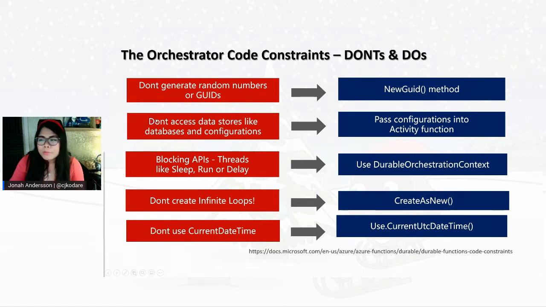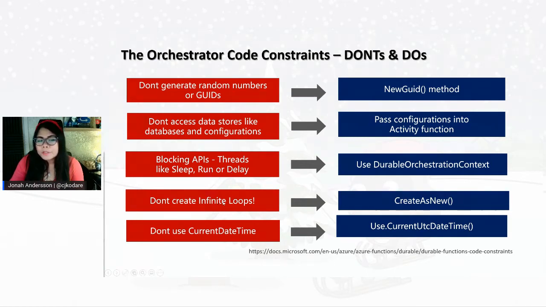It is also not recommended to write data sources or connection strings as well as configuration in your orchestrator. What you can do is pass them instead in your activity functions. It's also not recommended to use blocking APIs like the common thread methods, such as Sleep or Delay. What you can do instead is use the durable orchestration context in your orchestrator, which has great functions to use in your stateful workflows.